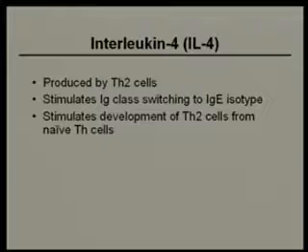No, Th2 cells are in the acquired, they're not in the innate immune response. Now they can actually produce cytokines that can stimulate the innate, but typically they're associated with the acquired immune response. So again, interleukin-4 is produced by Th2 cells, and it leads to the stimulation or the development of Th2 cells. So IL-4 is very important in the development of the Th2 response.